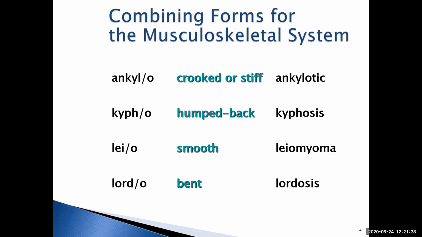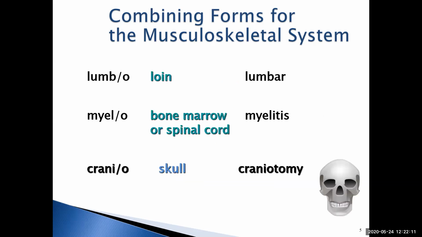Some of the words that we see, like ankylo, is crooked or stiff. Ankylosing, related to crooked or stiff. Kypho is like something that's hunched back, so kyphosis pertaining to back. We see that some people, the curvature of the spine, some people are born that way. Litho, smooth, leiomyoma, so smooth muscle tumor. Lordo is bent, lordosis, so we might see that also with a vertebrae.